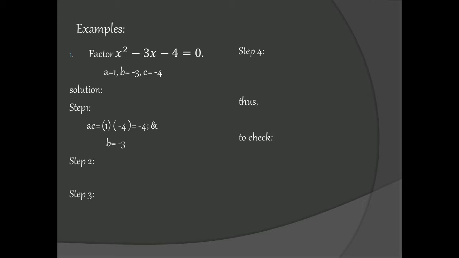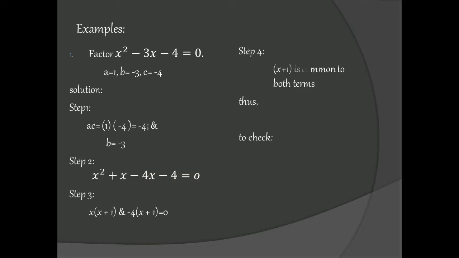Step 2, we need to write the second term, which is negative 3x, using the numbers in step 1. So, it must be x and negative 4x. So, for step 2, we have x squared plus x minus 4x minus 4 equals 0. Step 3, we need to factor the first two terms and the last two terms separately. So, x squared plus x has the factor of x times the quantity of x plus 1, and negative 4x minus 4 has the factor of negative 4 times the quantity of x plus 1.